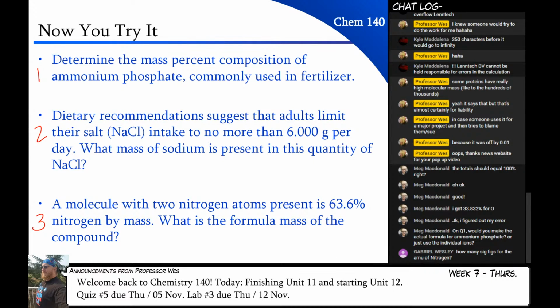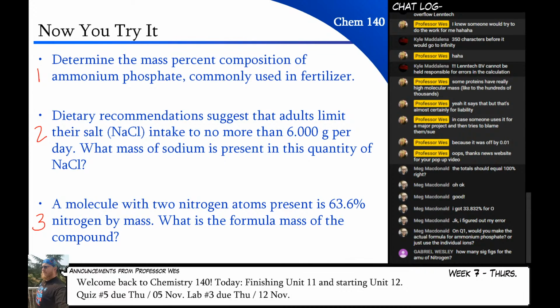How many sig figs for the AMU of nitrogen? It depends on the periodic table that you're using. So if you're using my periodic table, for example, I go down to 14.007. So you could probably get 5 out of that.